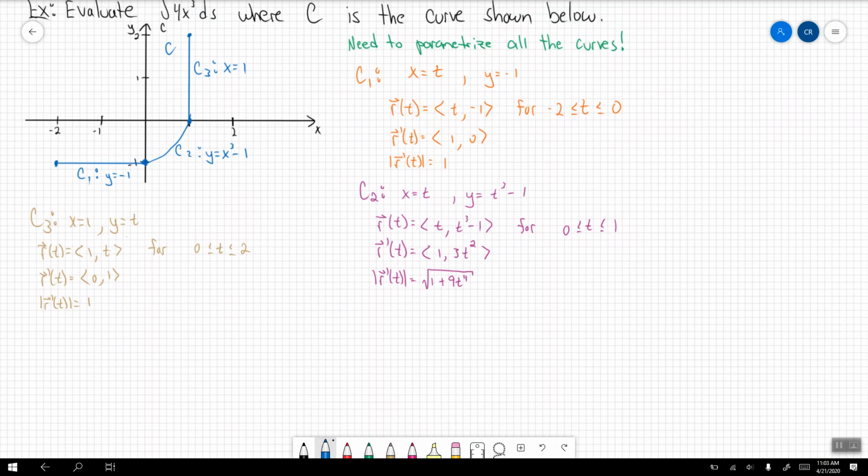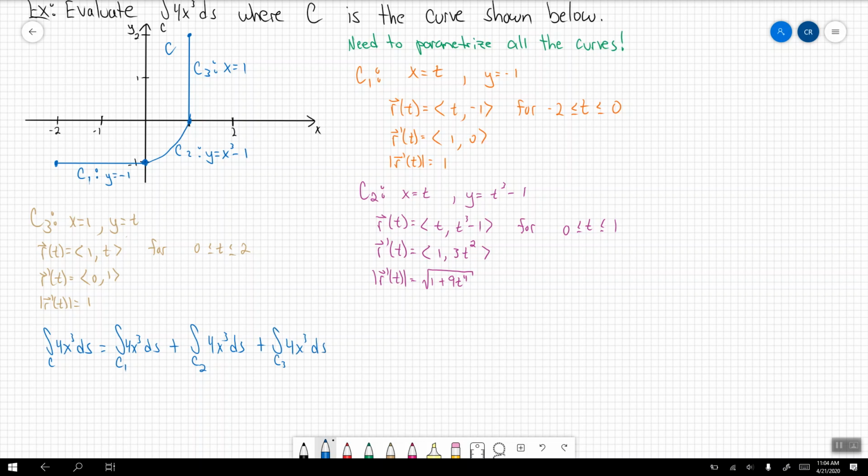Now that we have all the parameterizations set, we can go through the whole process to figure out the line integral for the curve. Let's go through the line integral for the curve, 4x cubed ds. That's going to be split up into 3 line integrals. The first is c1, 4x cubed ds. Then curve 2, again 4x cubed ds. And then curve 3, once again 4x cubed ds.